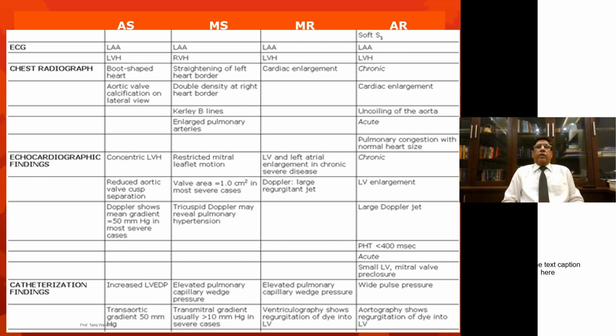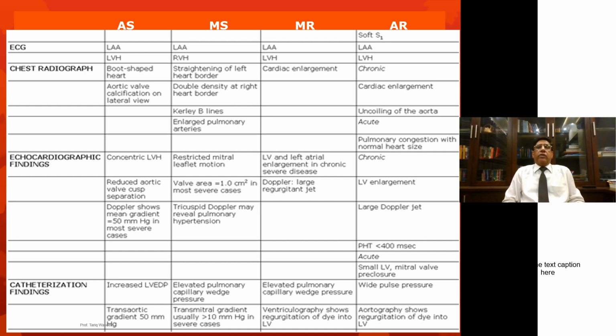ECG finding in aortic stenosis predominantly will be left ventricular hypertrophy and then secondary left atrial hypertrophy. In mitral stenosis, it would be left atrial enlargement as well as right ventricular hypertrophy. In mitral regurgitation, again, there would be left ventricular hypertrophy and left atrial enlargement, whereas in aortic regurgitation, of course, left ventricular hypertrophy and left atrial enlargement would be there.